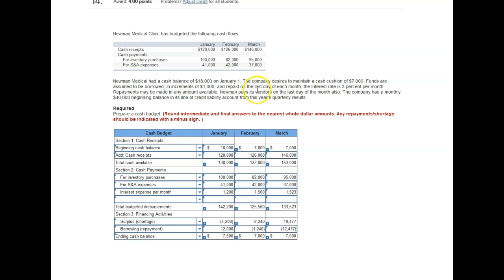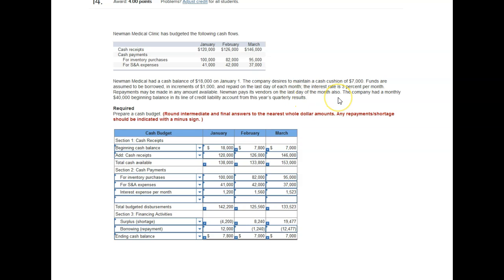But when we repay the cash, if we have excess cash, we can make payments on the loan. We can pay in any amount available. So we have to borrow in $1,000 increments. Interest rate's 3% per month, which is a very high interest rate. And then if they repay the loan, they can pay in any amount, not just in $1,000 increments. So lots going on here, so pay attention to that.